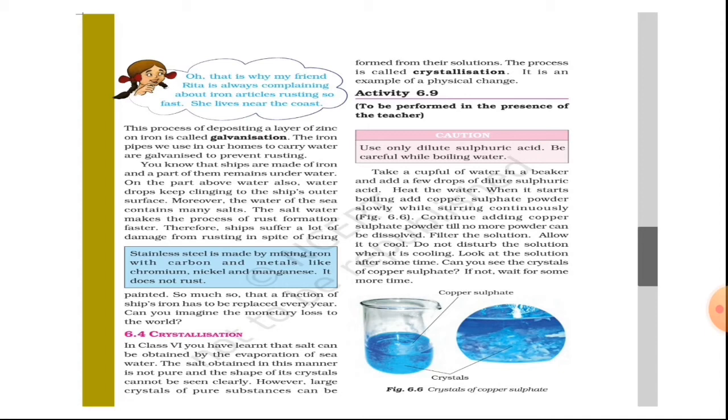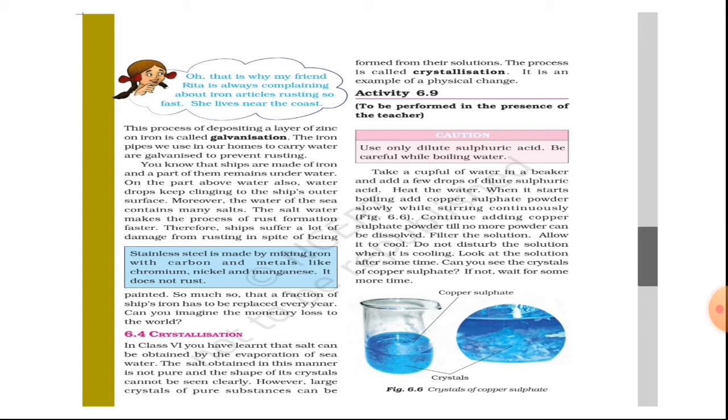Crystallization means that whenever a large crystal of a pure substance is formed from a solution, mainly from a saturated solution, such a process is called crystallization, and it is an example of a physical change. See here, to carry out this crystallization process we need saturated solutions. As in class 6 you observed the evaporation process and the salt formation process.